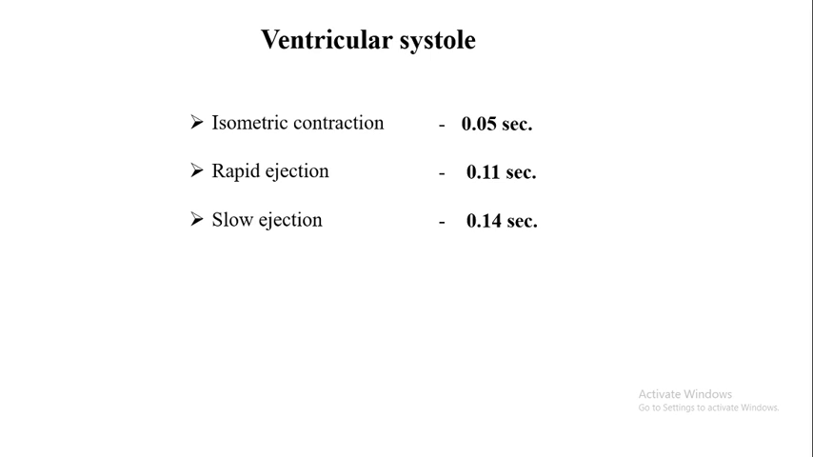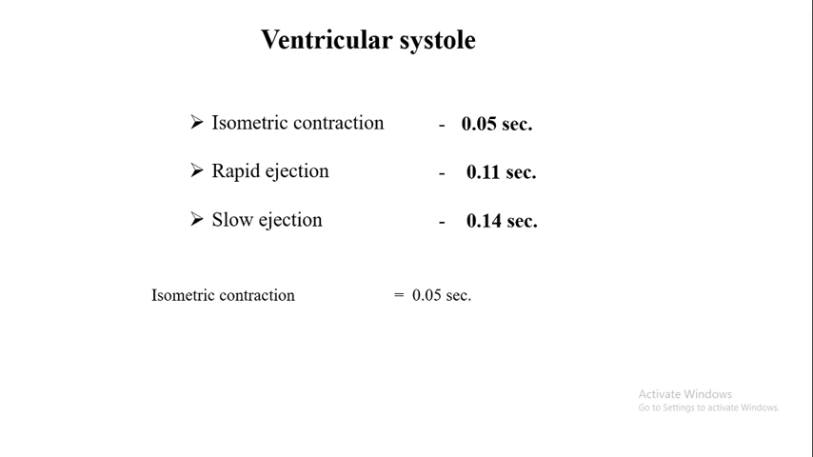The 0.3 second of ventricular systole is divided into these three events. The isometric contraction phase, where there is no ejection, is the time after closure of the AV valves and before actual ejection, which is 0.05 second. Then rapid ejection occurs, which lasts for 0.11 second, and then slow ejection takes place, which lasts for 0.14 second.